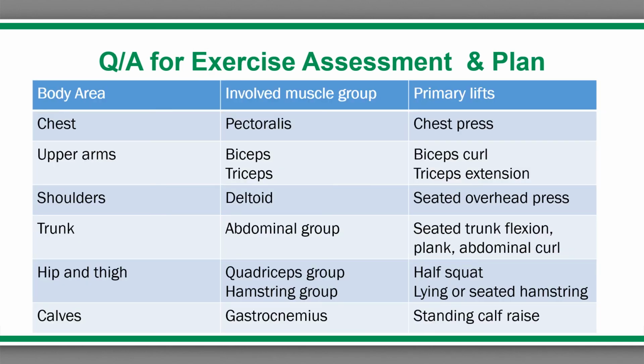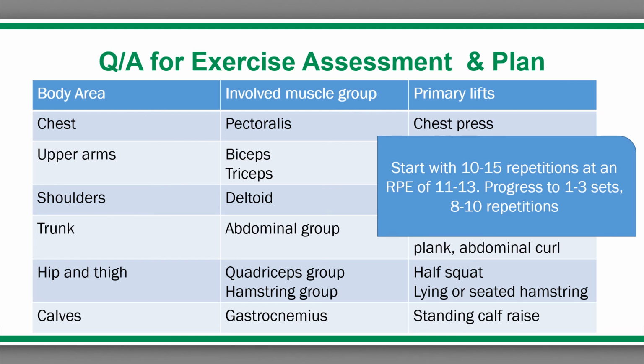This would be the general exercise response or recommendations for strength training. As you look at the recommendations, we're looking at just major muscle groups, starting with 10 to 15 repetitions, an RPE of 11 to 13, and then progressing to 1 to 3 sets.